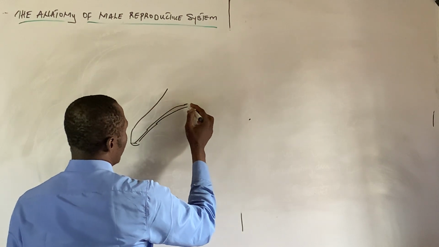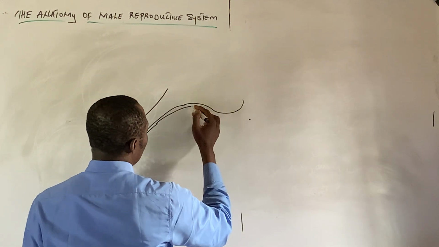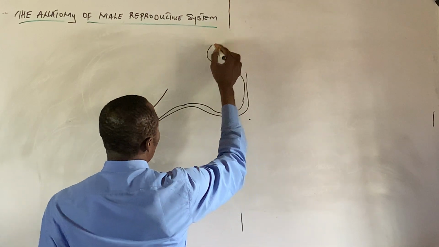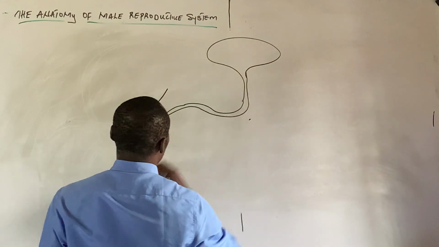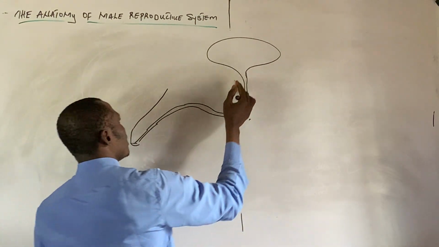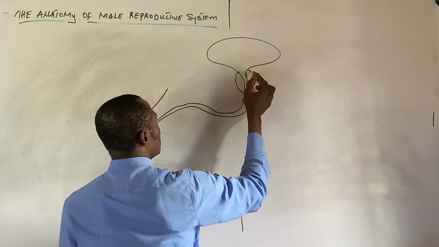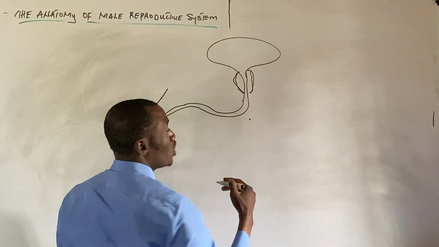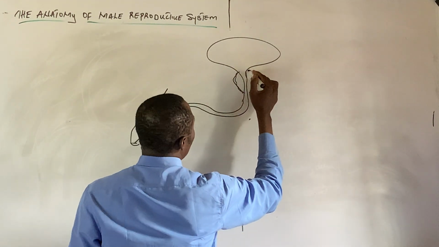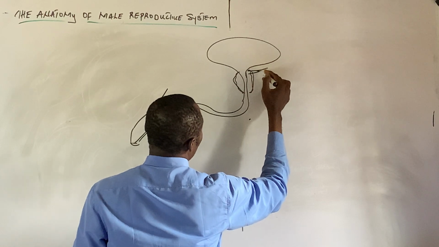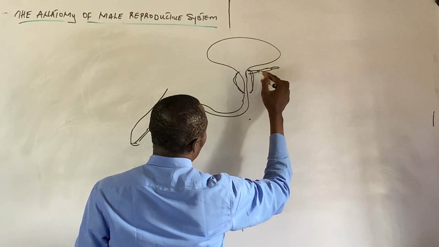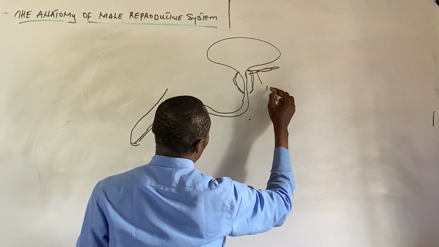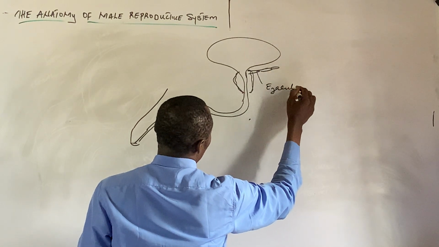So this is a penis, and inside the penis, there is the urethra, and that urethra is joined to the bladder. All right, so this is the bladder. Now at the bladder, there is the prostate gland. Below the bladder is the prostate gland. Now we have some things here. We have some ejaculating duct here. Let's just put the label. Ejaculating duct.